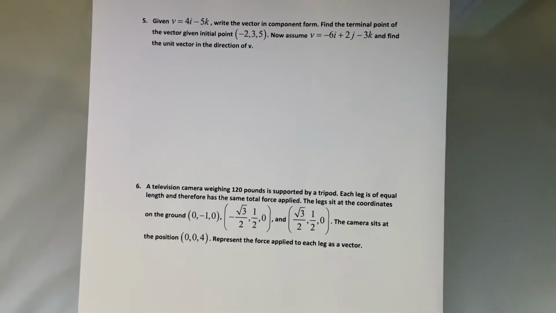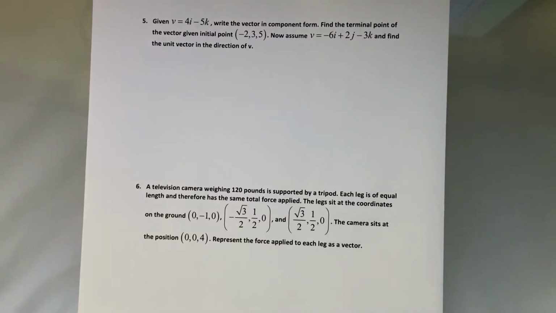Okay, so to continue 11.2, when we have an initial point and a terminal point, we can find the vector between them. But also, if we have either an initial or a terminal point and we have the vector, of course, we can find what the other point was. So if you're given vector v is 4i minus 5k, write the vector in component form. Find the terminal point of the vector given the initial point, negative 2, 3, 5.